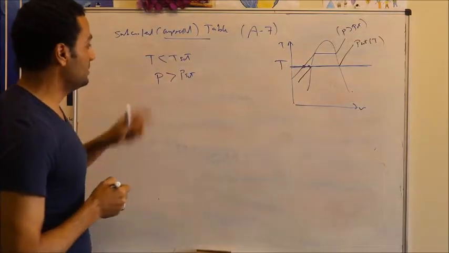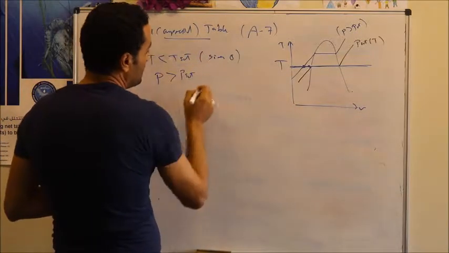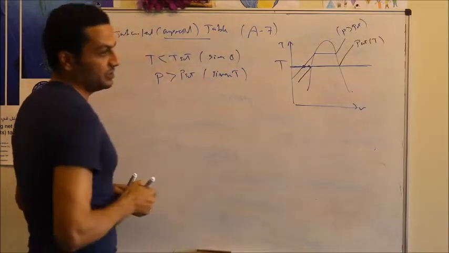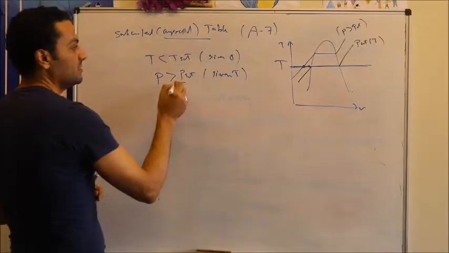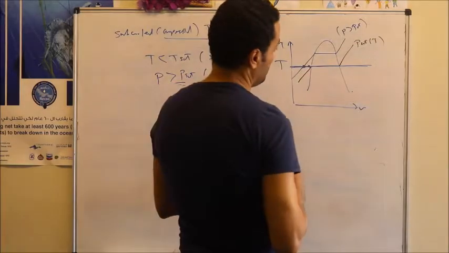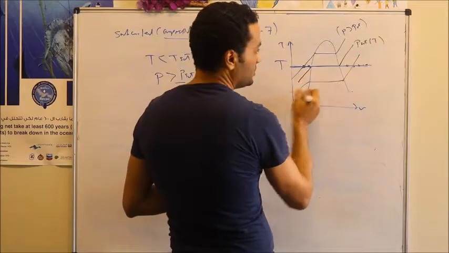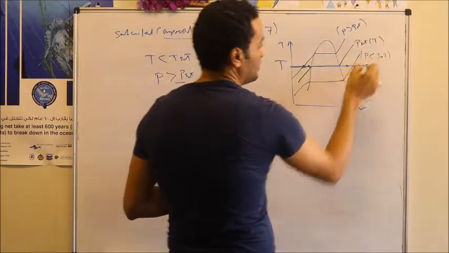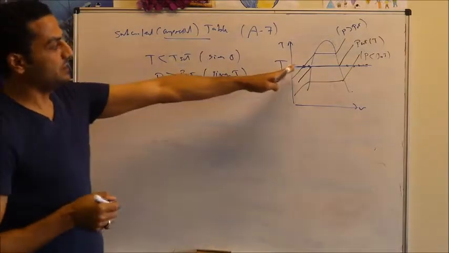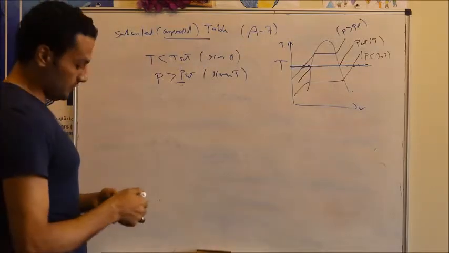So at a given pressure, T is less than T saturation, or at a given temperature, P is greater than P saturation. So at a given temperature, if pressure is greater than P saturation, this means we are in the subcooled zone. But at this given temperature, if you look at any point here in the superheated zone, this pressure is less than P saturation. So if P is greater than P saturation, we are in the subcooled region. If it is less than P saturation, we are in the superheated zone.